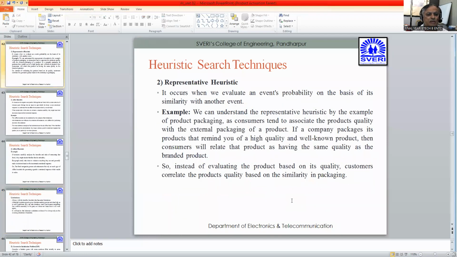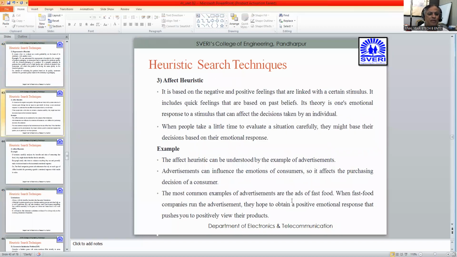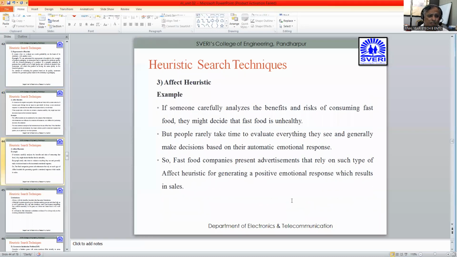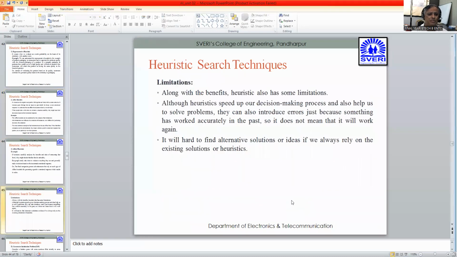Then second, we have seen the representative heuristic with an example, like product packing. We have seen the example of product packing. And then the effect heuristic. This is nothing but the example of advertisement as far as the effect heuristic is concerned. That is playing with the emotions, and the emotions can tend to make us take wrong decisions at a time. So this is how we have seen the heuristic search techniques. Then there is the effect heuristic, which we have seen.